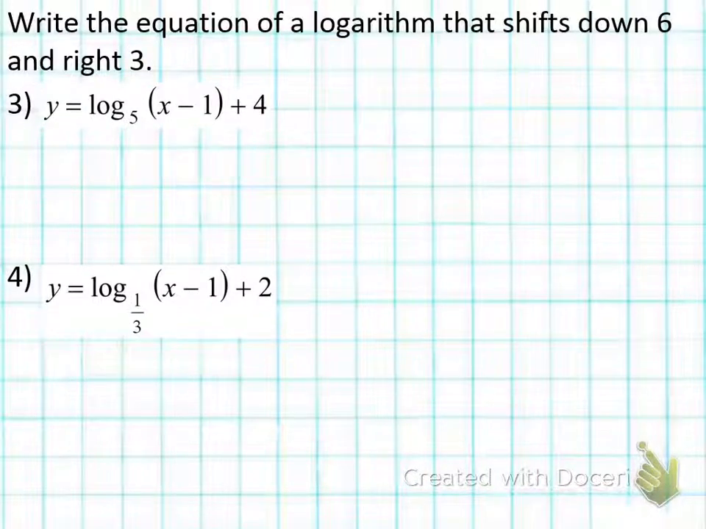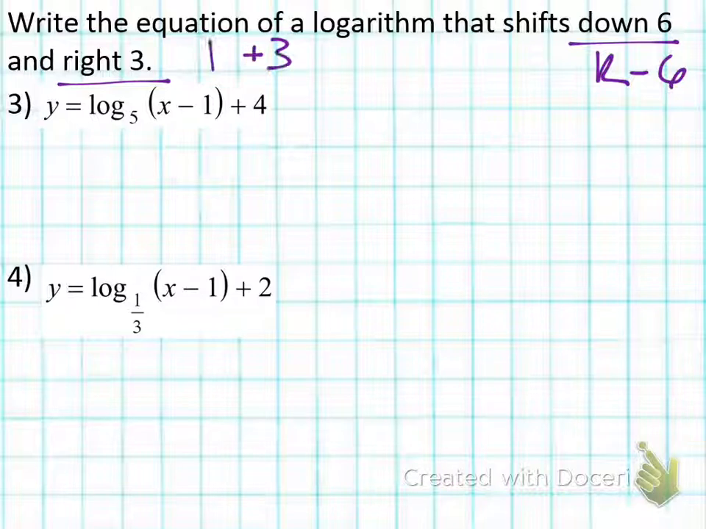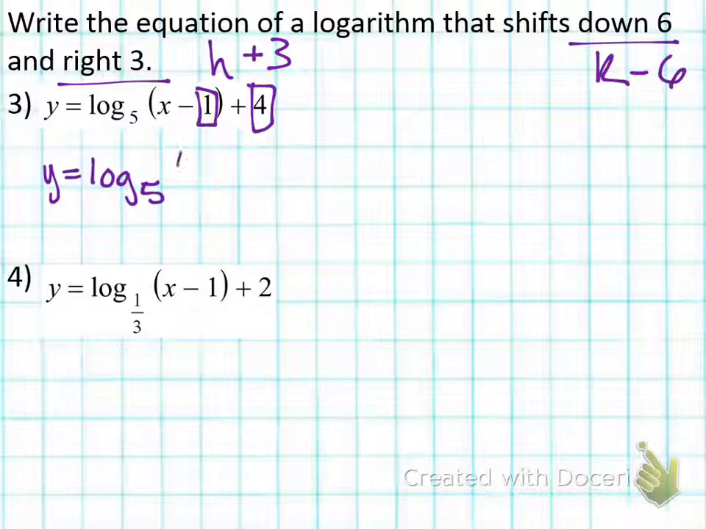Okay, and moving on, these are similar ideas. So here we're going to be shifting down 6 and to the right 3. Okay, so I'll move k minus 6 and h plus 3. Okay, so my h for number 3 is 1. My k is 4. So I'm going to add 3 to h and subtract 6 from 4.